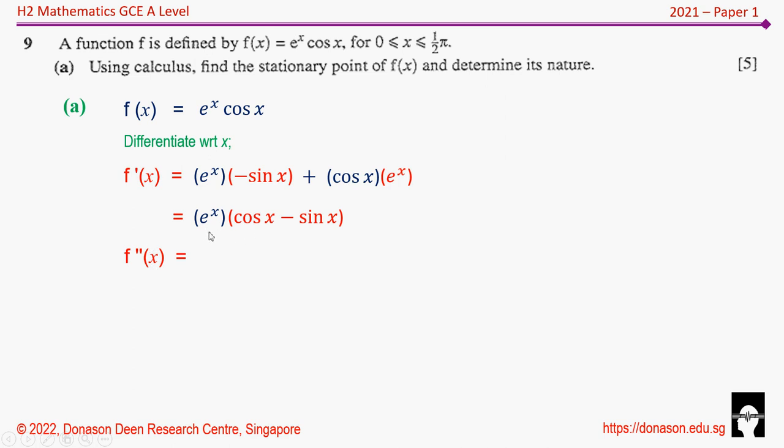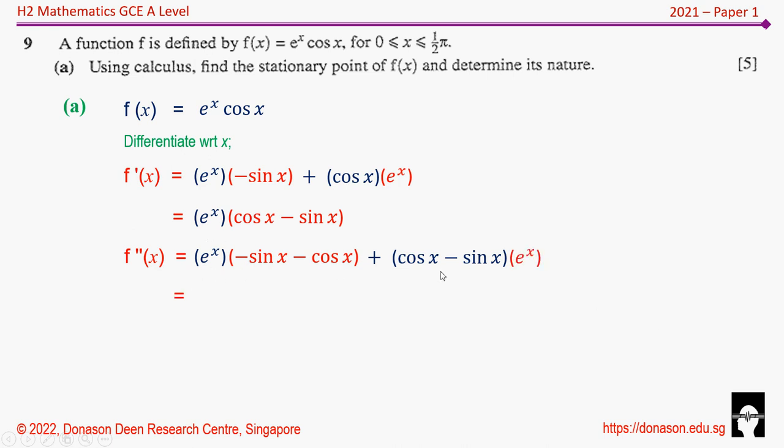As always, we are going to keep the e to the power of x fixed, and differentiate what is inside the second bracket. Cosine x, if we differentiate, becomes negative sine x, and sine x becomes cosine x, but the negative sign we just carry over. So when we keep e to the power of x fixed and differentiate cos x minus sine x, we get minus sine x minus cos x. Now we keep cosine x minus sine x fixed and differentiate e to the power of x, which of course becomes e to the power of x.